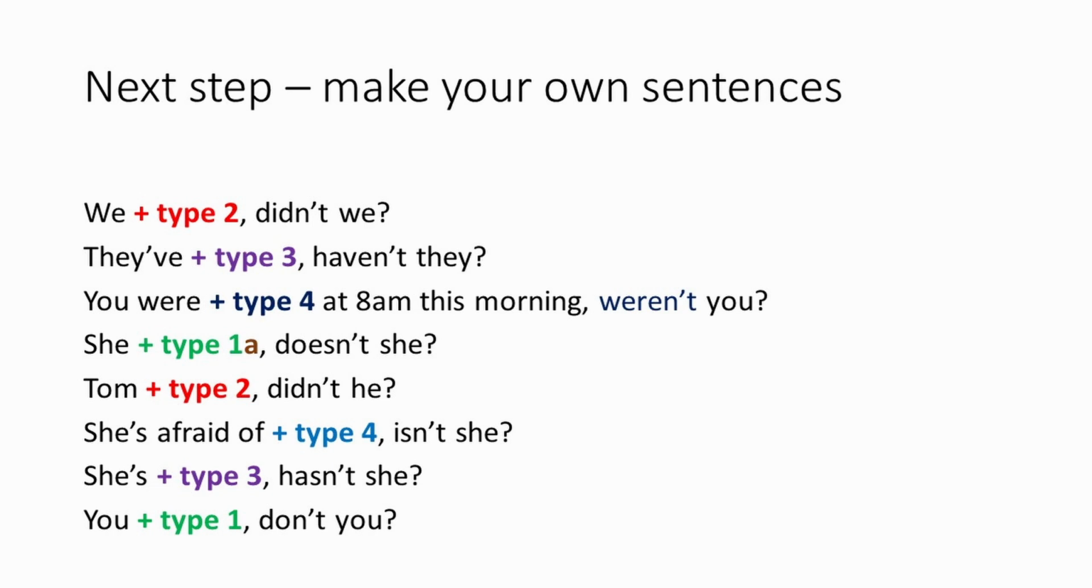So we went to the park, didn't we? We bought some beer, didn't we? We saw that man before, didn't we? So make your own examples. Okay, and I'll just do one more. So they've plus type 3, haven't they? So for example, they've been to Paris, haven't they? They've driven a minibus before, haven't they? They've finished the report, haven't they?